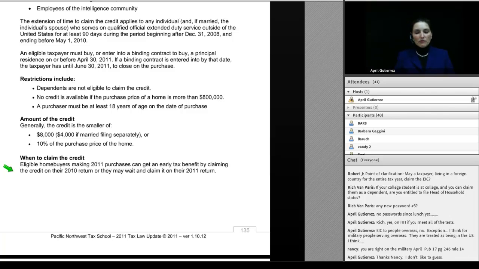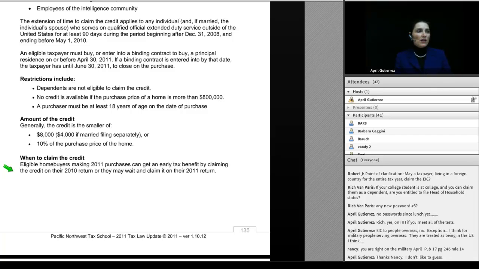When to claim the credit: eligible homebuyers making 2011 purchases can get an early benefit by claiming it on their 2010 return. If they did not claim it on their 2010 return, they can wait to claim it on their 2011 return. And this is such an abbreviation of the rules because we've really moved past the point where people are claiming it except for the select group.